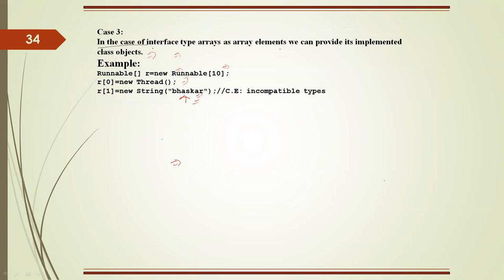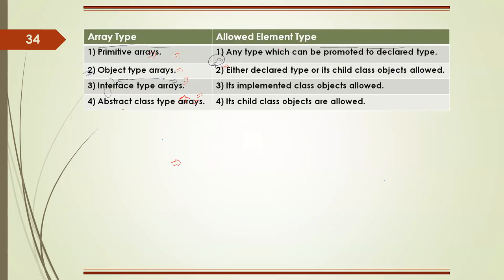Case 3. In the case of an interface type array, as an array element we can provide its implemented class object, like Runnable. Runnable is an interface and the declared size is 10. I want to add some threads into the 0th position and 1st position like that. It's possible. Other than that, any Runnable implemented class is possible, and if you have not implemented that interface, then it is not possible. So for primitive arrays, object type arrays, interface type arrays, the allowed element type is any type which can be promoted to the declared type, either the declared type or its child class. For an interface type array, its implemented class objects are allowed.